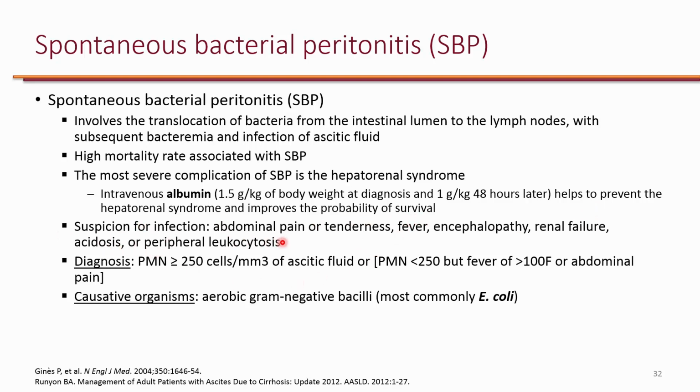Suspicion for infection includes abdominal pain or tenderness, fever, encephalopathy, renal failure, acidosis, or peripheral leukocytosis. Actual diagnosis of SBP is once you get ascitic fluid and you get a PMN of at least 250. That would basically confirm SBP. Now, if the PMN is less than 250, but the patient has a fever of at least 100 degrees Fahrenheit or abdominal pain, that can also confirm diagnosis of SBP. What typically causes SBP is aerobic gram-negative bacilli, most commonly E. coli that comes from the gut.